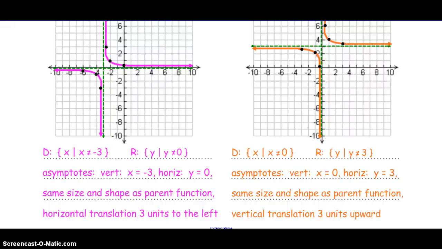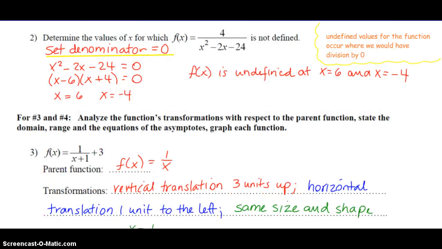Okay, on the next page of notes, we're now on page 11. On this page of notes, you can see that we want to find the values for which this function is undefined. Undefined values are where the denominator would be equal to 0, or where we would have division by 0 in the rational function.